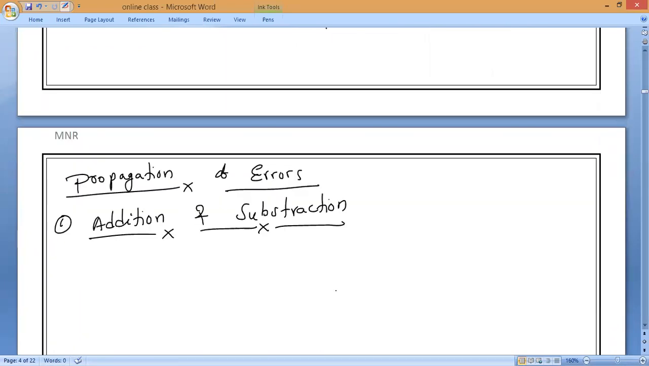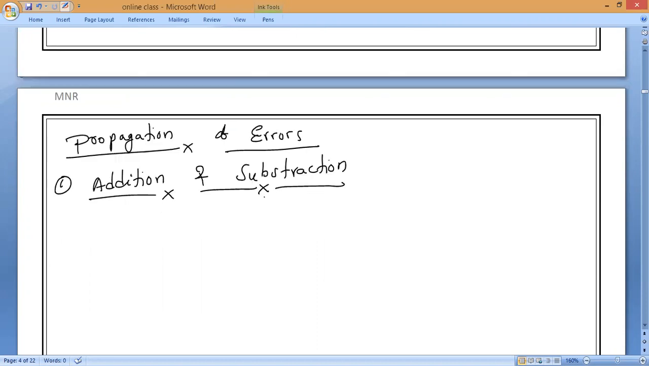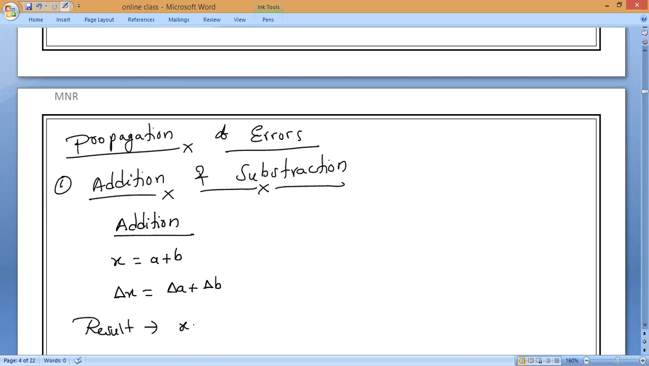Understood or not? Now you have to remember all the rules, also the rounding off rules. Be very careful. So, addition. For example, if X is equal to A plus B, then what will delta X become? Delta X will become delta A plus delta B. So then the result will be X plus or minus delta X. Is it okay, everyone?